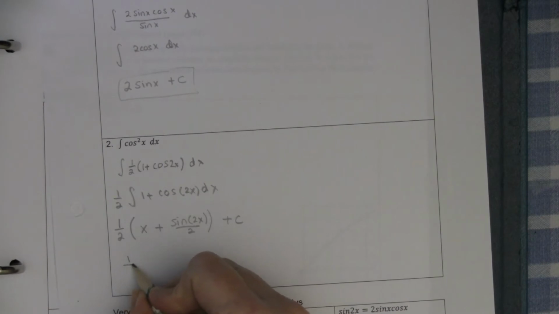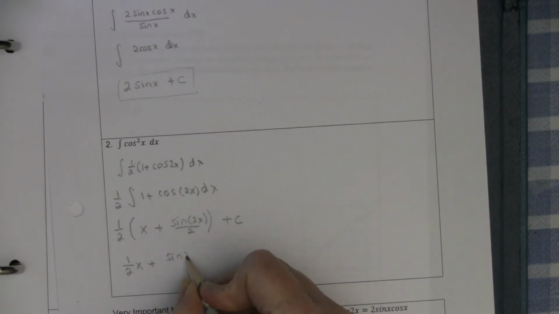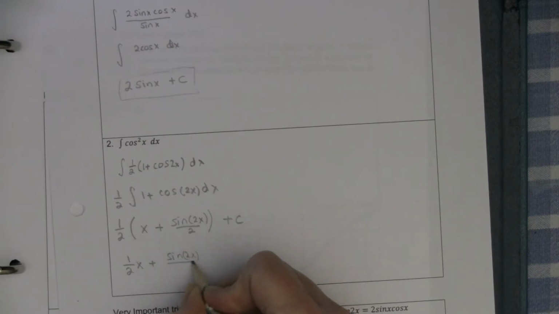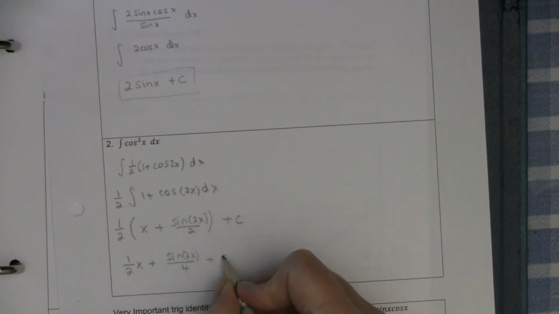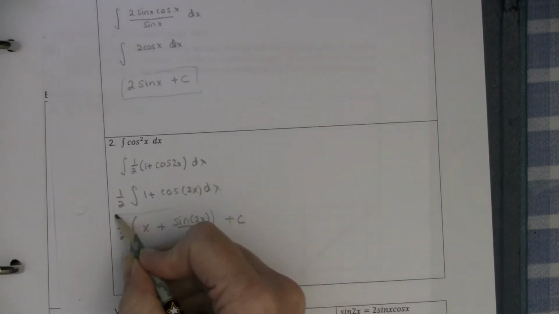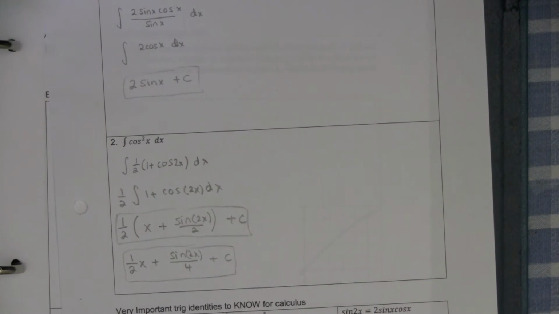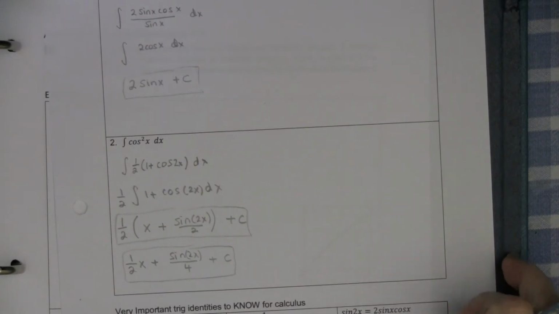So I can write this as 1/2 x plus sine of 2x over 4 plus c. That's a good answer. It's probably okay to get a common denominator between the 2 and the 4, and that would be a good answer too. So it's all good. And so there we have that. Okay, so those got a little bit tricky there.